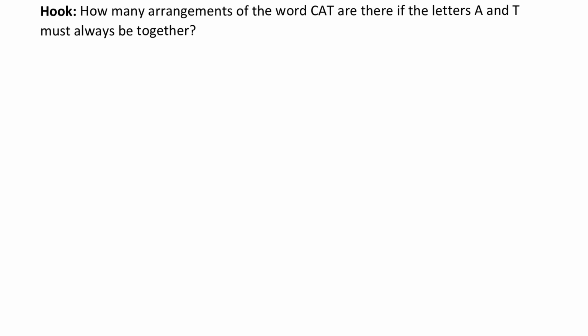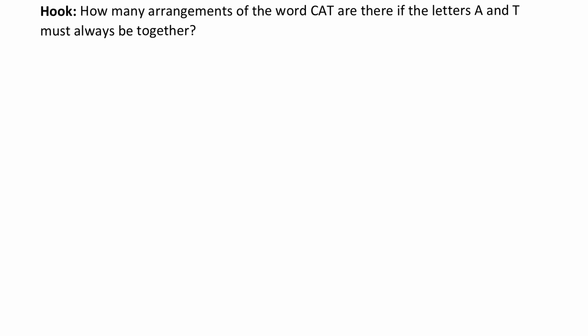Hello. In this video, we're going to look at some more counting questions. And here we're going to look at things that must be together. Let me read the question. How many arrangements of the word CAT are there if the letters A and T must always be together? So we're taking our three letters, C-A-T, but we're making sure that A and T are always together.